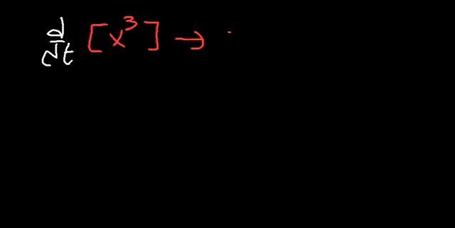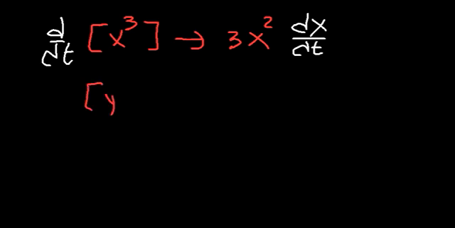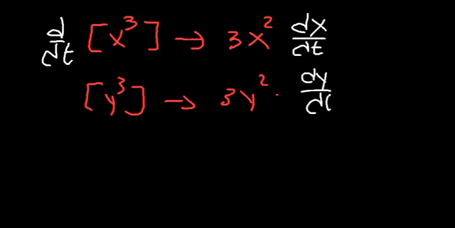Now for related rate problems, typically you differentiate x and y and other variables with respect to time. So let's say if we wish to differentiate x to the third power with respect to time, it's going to be 3x squared times dx over dt. And for y to the third, it's going to be 3y squared times dy over dt.